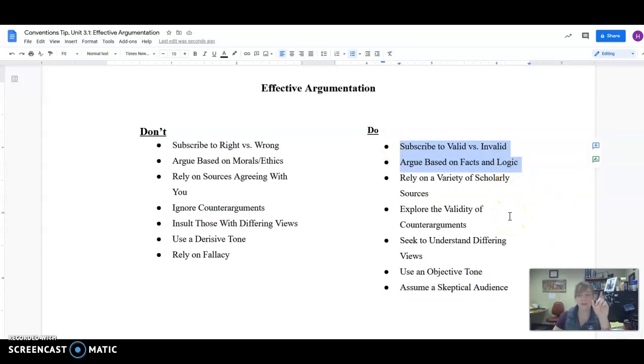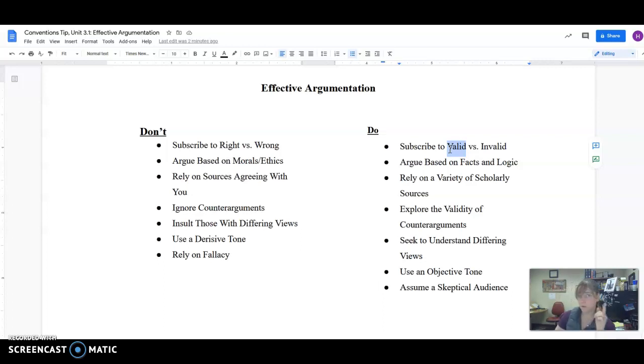And here's the kicker. You're not here to convince them. If you do convince that skeptical audience to change their mind, good for you. All you're doing is asking them to understand that your point of view is valid and to show them that you understand their point of view is valid, which means able to be supported by evidence. It does not mean right.